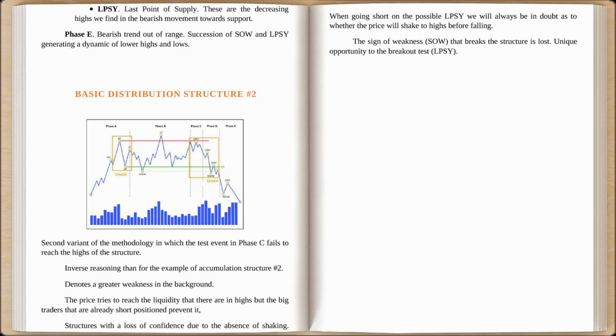Second variant of the methodology in which the test event in Phase C fails to reach the highs of the structure. Inverse reasoning than for the example of accumulation structure 2. Denotes a greater weakness in the background. The price tries to reach the liquidity that there is in highs, but the big traders that are already short positioned prevent it. Structures with a loss of confidence due to the absence of shaking.